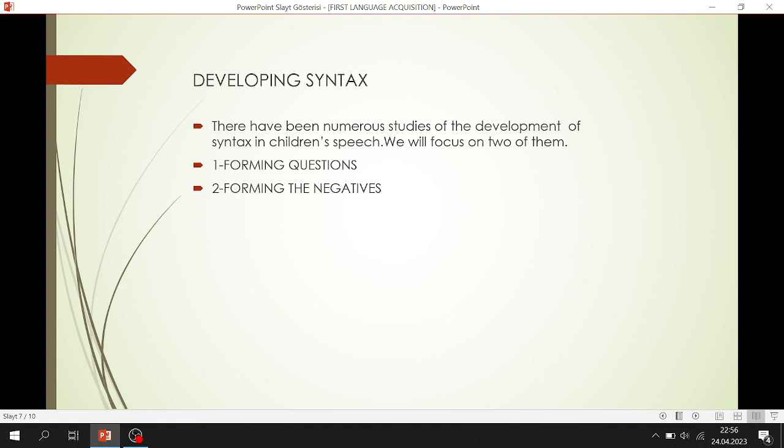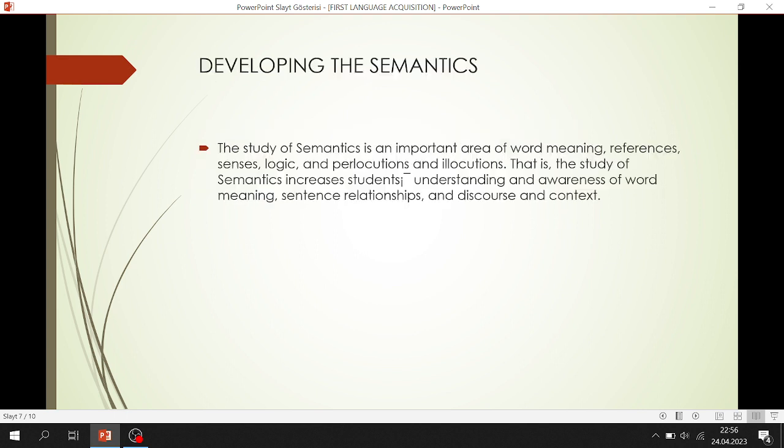Forming the negative, acquisition of negatives. There are three stages. Stage 1, we add no or not to the beginning. For example, no doing it. Stage 2, add no or not to the verb. He no bite you. Stage 3, add didn't or won't to the verb. I didn't code it.